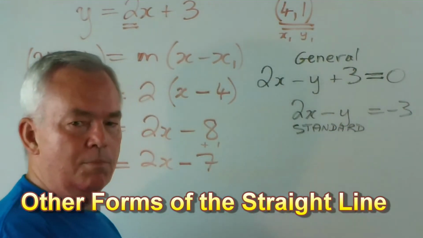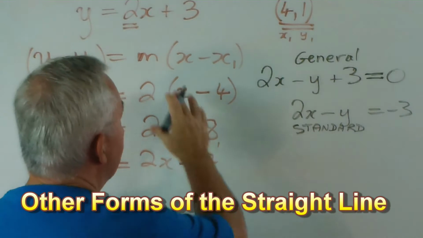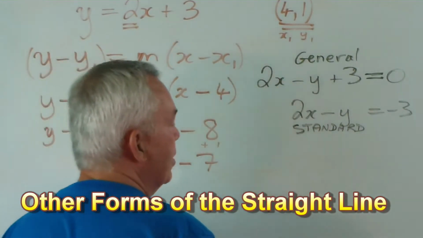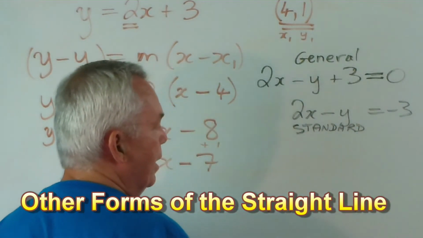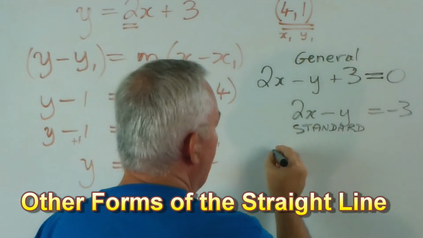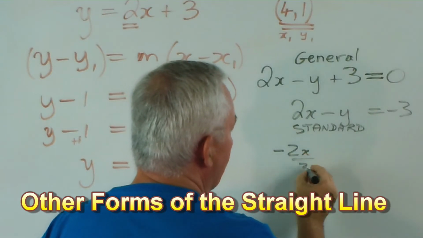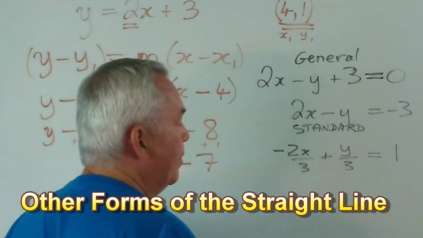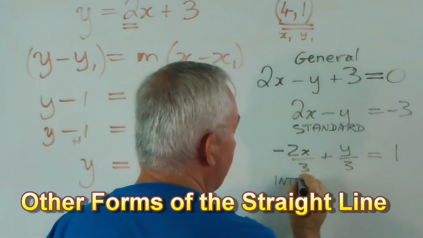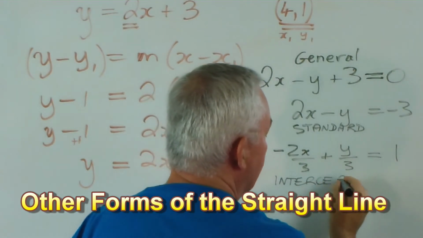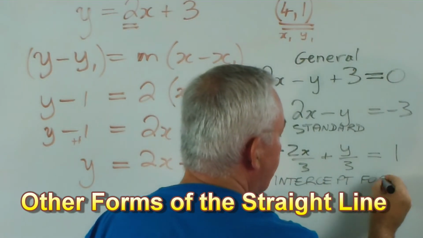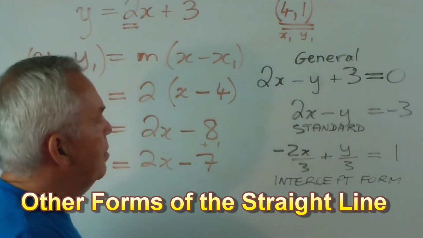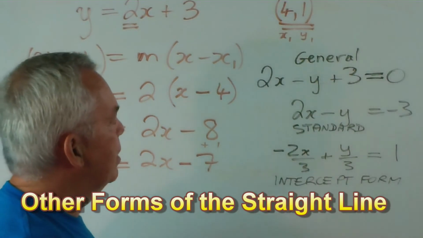And these forms have benefits. There are good reasons why we use this one, good reasons for this and this. There's another form, for example, if I divided everything here by -3, I would have negative 2x on 3 plus y on 3 equals 1, and this is known as the intercept form, for reasons I won't go into at the moment. And the list would go on. There are a small number of other forms that mathematicians might use, but these are the more common ones.